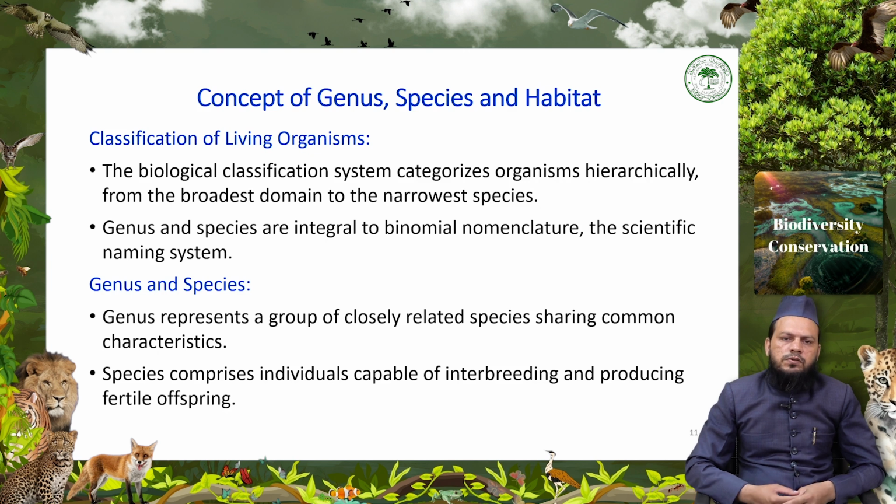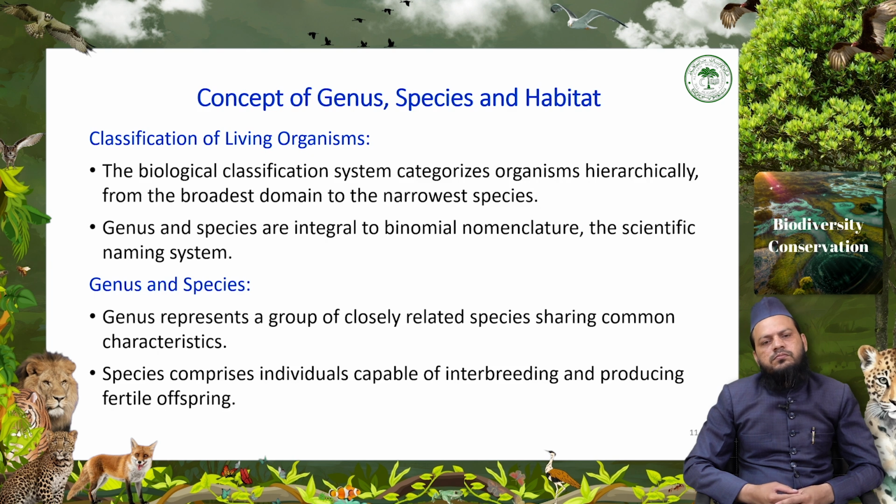The process of classifying living organisms is a hierarchical endeavor essential for organizing the vast diversity of life on Earth. This biological classification system, ranging from the all-encompassing domain to the specific species, provides a structured framework for understanding the relationships among organisms. At the heart of this system is the concept of genus and species, which forms the backbone of binomial nomenclature, the universally adopted scientific naming system.